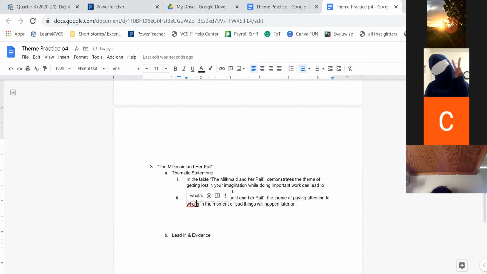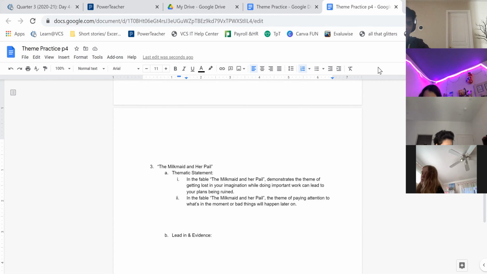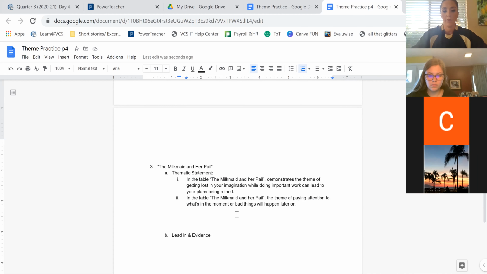Okay, very good. So both of these are kind of dealing with getting caught up in the future, getting caught up in all the possibilities and not actually focusing on the moment that you're in. Both totally work. So paying attention to what's in the moment or bad things. This one should say pay attention. Pay attention to what's in the moment or bad things will happen later on.